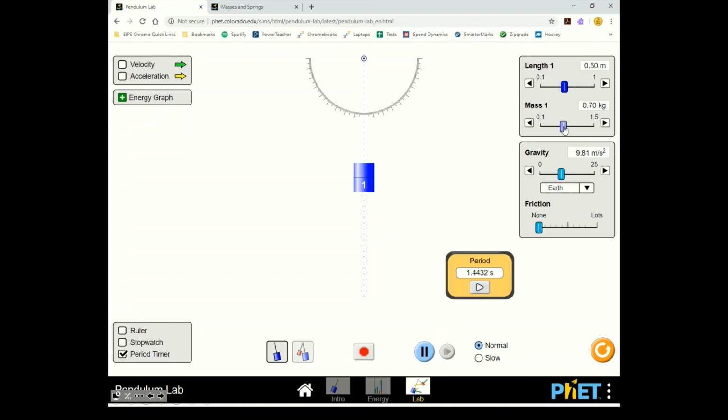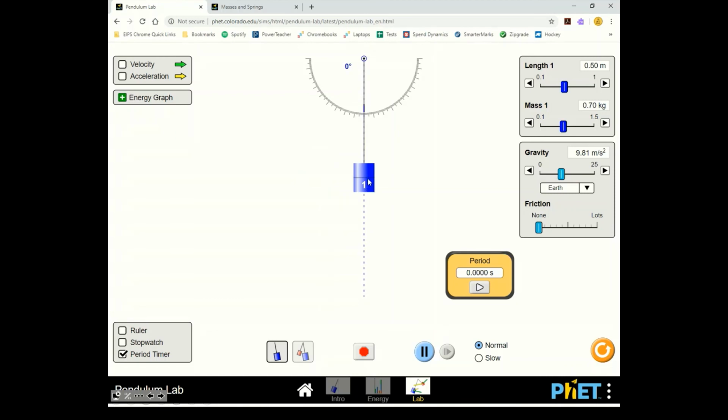So we'll do the mass next. 1.44 is our control. If I make my mass quite a bit bigger, but keep everything else the same, and time it, it looks like we got 1.44. So surprisingly, mass doesn't affect it. Normally we would think that mass would affect it, but it does not. Mass doesn't affect it.